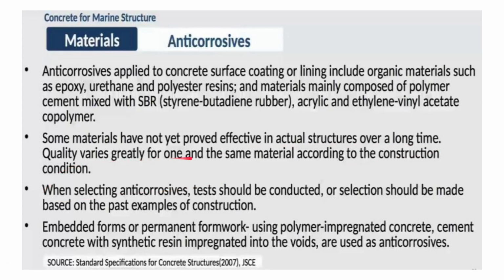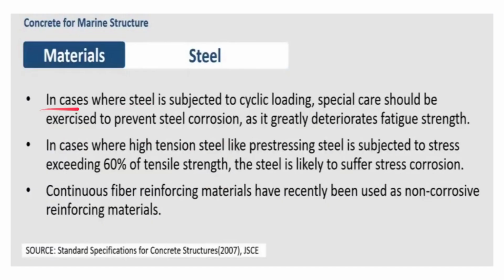Quality varies greatly for one and the same material according to the construction condition. When selecting anti-corrosives, tests should be conducted or selection should be made based on past examples of construction. Embedded forms or permanent formwork using polymer impregnated concrete, cement concrete with synthetic resin impregnated into the voids, are used as anti-corrosives. So various types of anti-corrosives are used, and this can help in reducing the chloride intrusion.